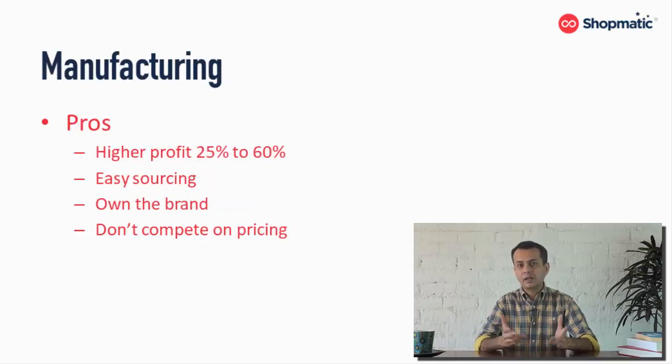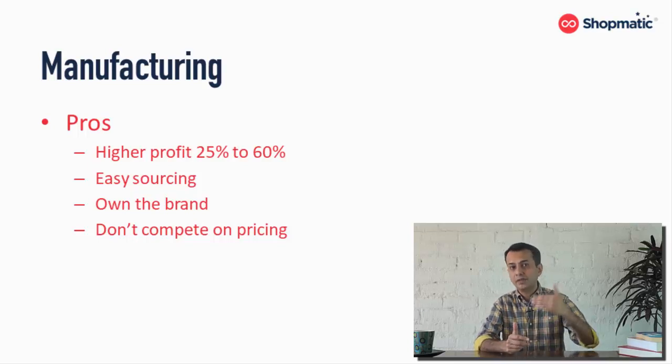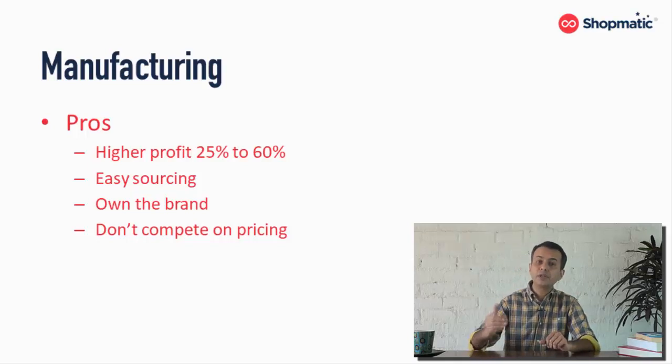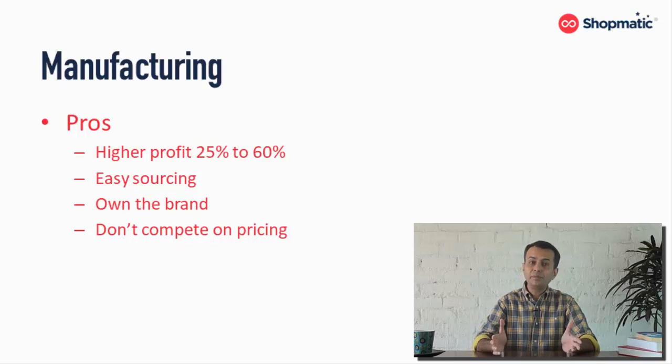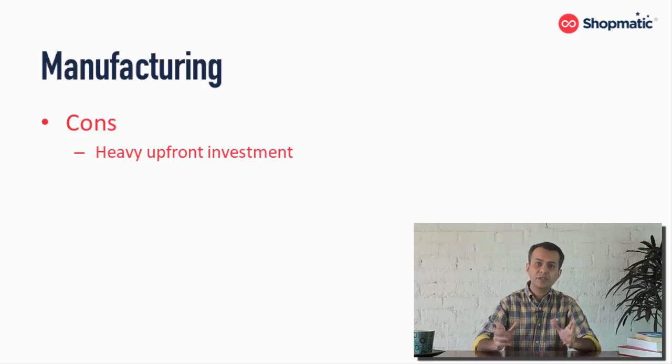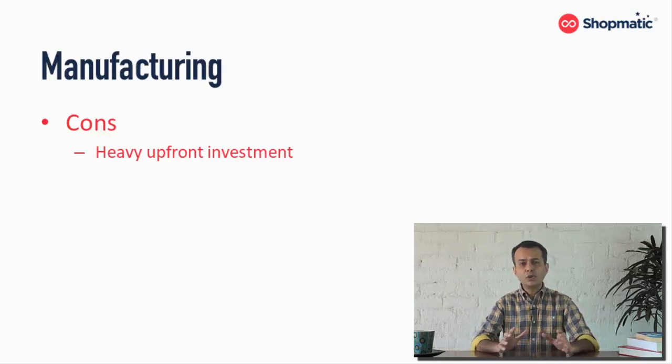So the advantages here are, obviously you have a higher profit margin because you're manufacturing, and your margins can be between 25 to 60%. Sourcing is easier because you're manufacturing it yourself. You own and control the brand. You don't compete on pricing because you're the only manufacturer. But the cons are that you have heavy upfront investments in the form of land, machinery, factories and employees. And therefore it's not feasible for an average person.